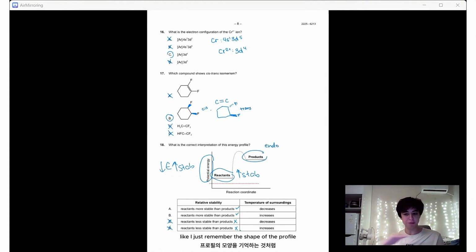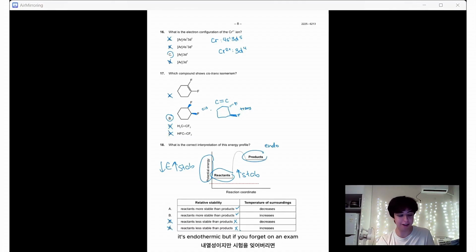If you forget, I just remember the shape of the profile. The way that I do it, I remember that that is endothermic, but I remember exothermic because it kind of looks like a sneeze. I don't know how to justify it. Choo! I don't know. Okay, that's how I remember that. And if it's not the sneeze, then it's endothermic.